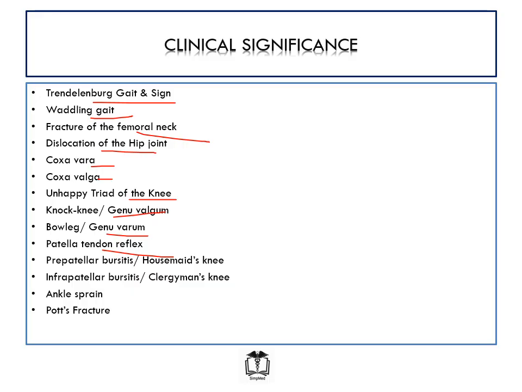The prepatellar bursitis, what we call housemaid's knee, and infrapatellar bursitis, what we call clergyman's knee. This is inflammation of bursas, as mentioned. I'll show you pictures of this. Then ankle sprain and Pott fracture. Pott fracture is usually fracture around the ankle joints. The fracture includes damage or breakage of the medial and lateral malleolus alongside dislocation of the ankle joint, and that's what we call a Pott fracture. I'll show you pictures of a few of these in the next slide, and I'll talk about each of them one by one.